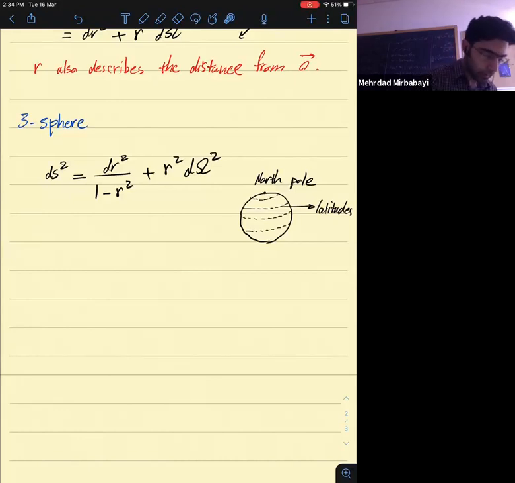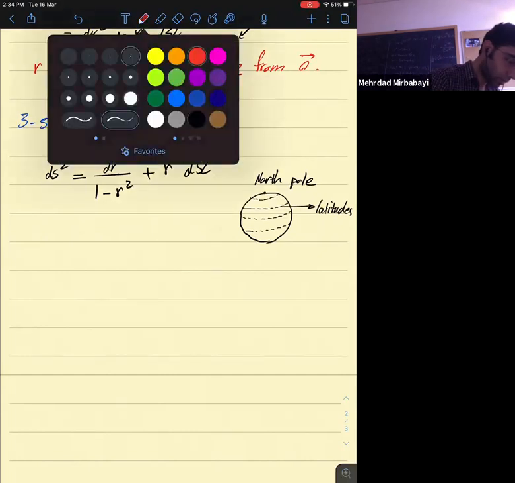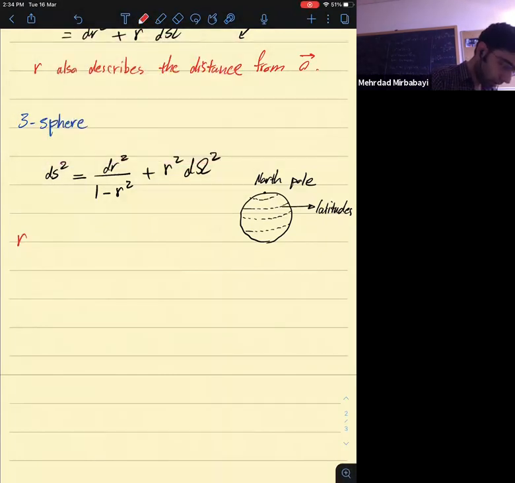And then now we can see that for a three sphere, what happens is that R no longer describes the distance from the North Pole.